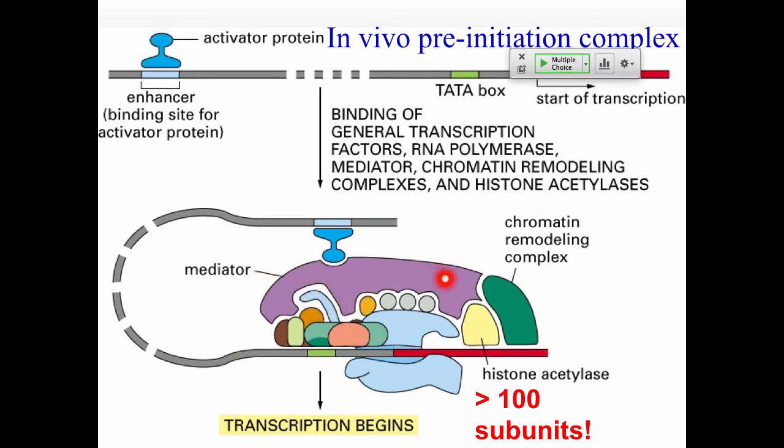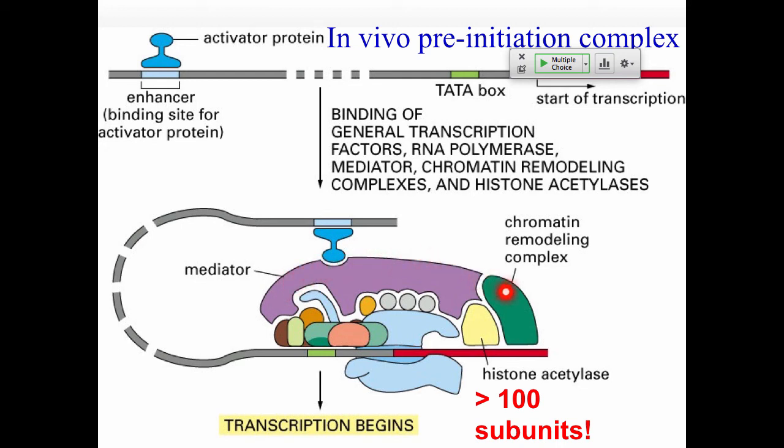There's this big purple thing. What's this big purple thing? It's called the mediator complex. Mediator is probably anywhere from 20 to 30 different proteins that seems to be important for most promoters.